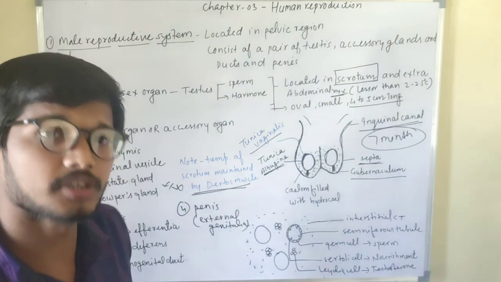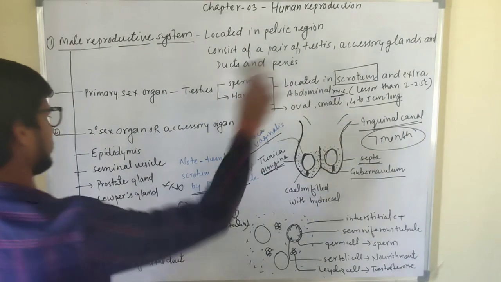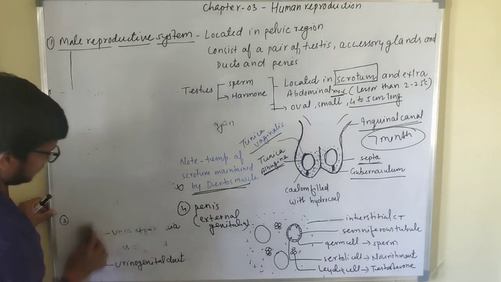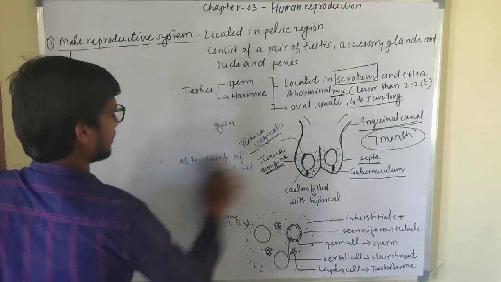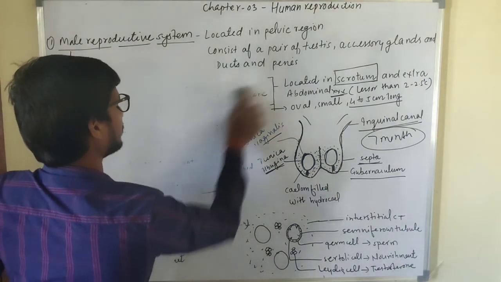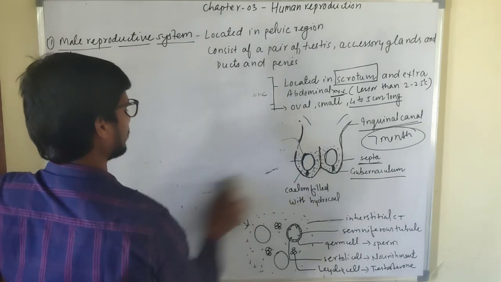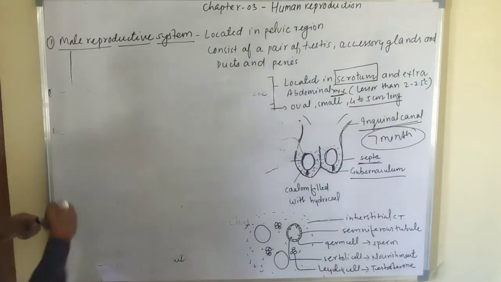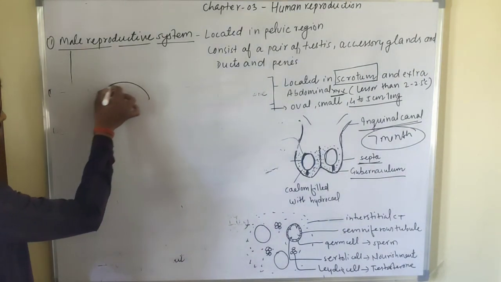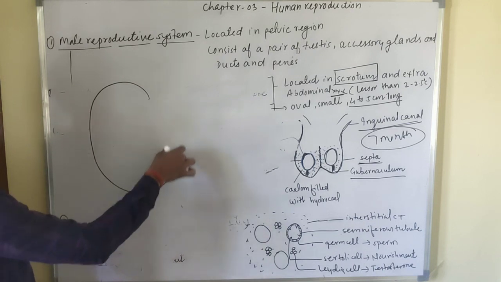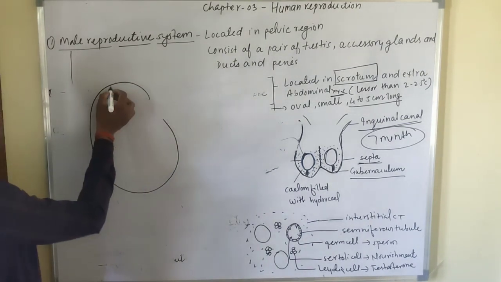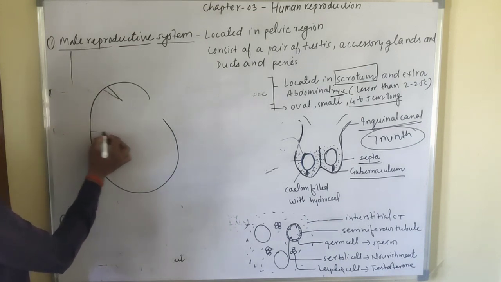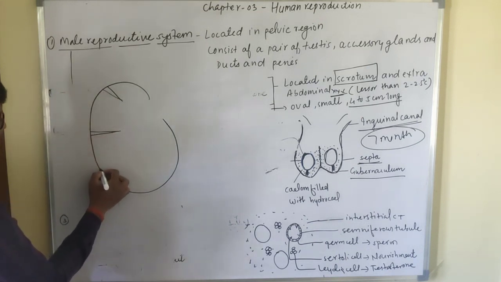Let's draw some more diagrams to just show the position of the various kinds of structures. Let's come to the point. Now we are just drawing the diagram of the testis. Here, as we can say, there is a testicular septum. This one.